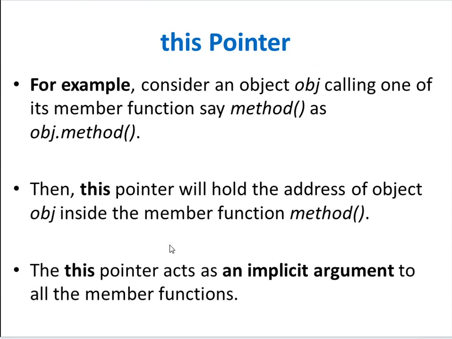For example, consider an object obj calling one of the member functions, say method, as obj.method. The this pointer will hold the address of the obj object, meaning the current object, inside the member function method. Here is the main role of the this pointer: it acts as an implicit argument to all the member functions of a class. This is most important to remember: an implicit argument to all the member functions.